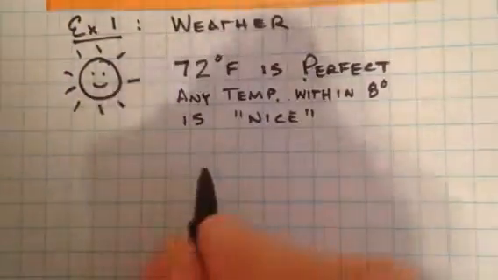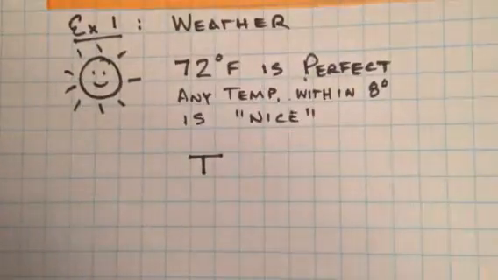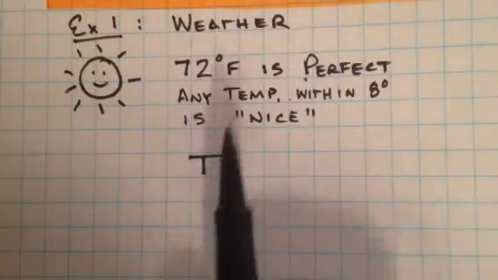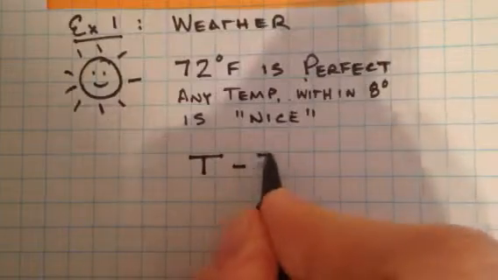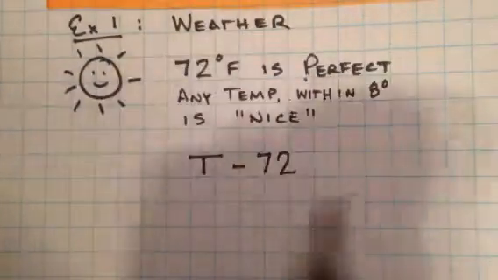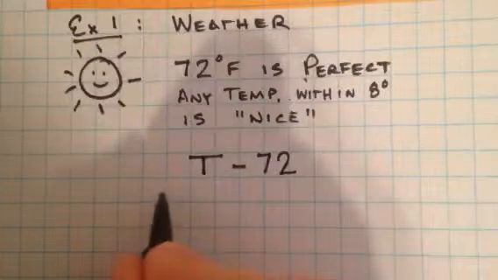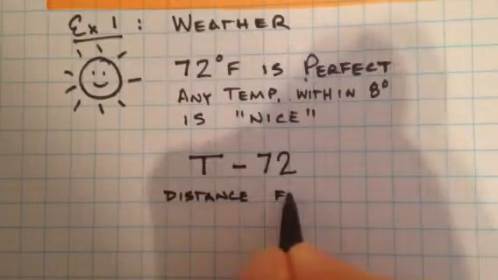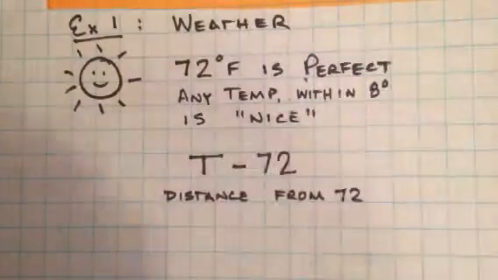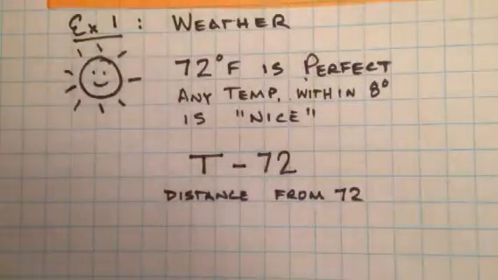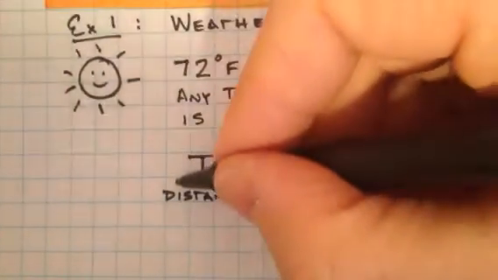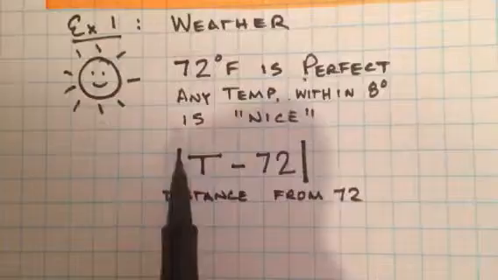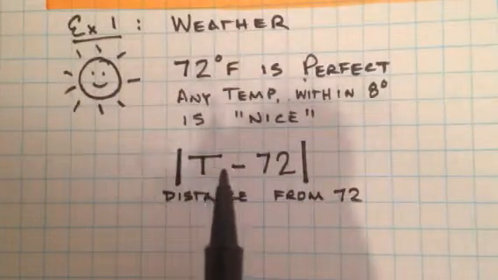And here's how we're going to do it. Start by talking about some random temperature, T. If you wanted to know how far away your temperature is from 72, you would subtract it. But here's the thing. When we're talking about how far away from 72, we're really talking about the distance from 72 degrees. And so we don't care about whether it's positive or negative. We fix this by putting those absolute value bars on it. So this expression here now says the distance of a temperature from 72.